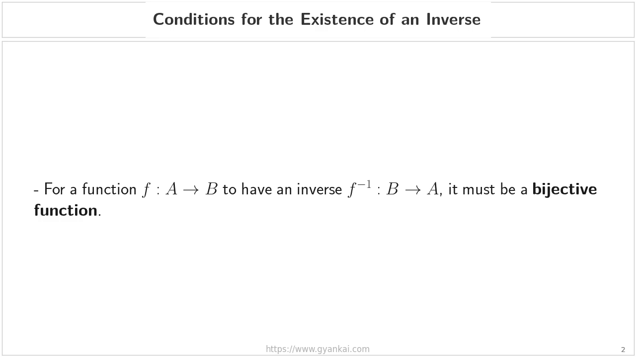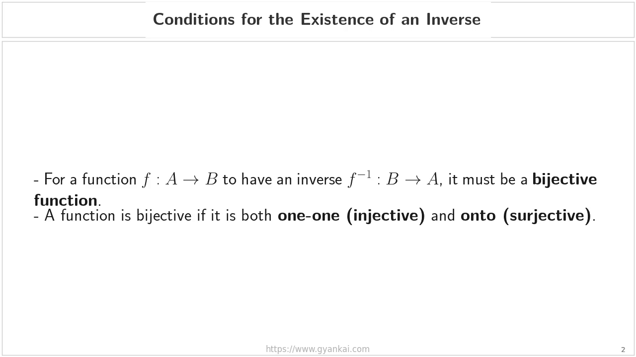Conditions for the existence of an inverse. Now, as I mentioned in the previous slide, not every function can be reversed. For a function, let's call it f, which maps set A to set B, to have an inverse function, denoted as f inverse, which maps set B back to set A, it must satisfy a very specific condition. It must be a bijective function.